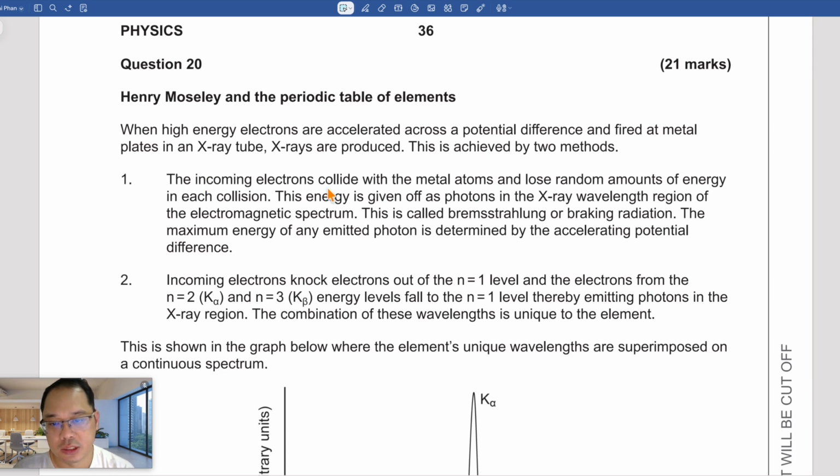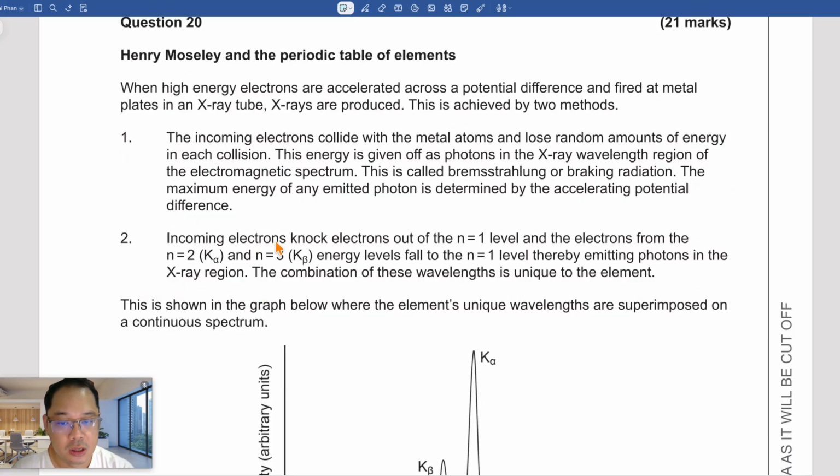The incoming electrons collide with the metal atoms and lose random amounts of energy. In each collision, this energy is given off as photons in the X-ray wavelength region of the electromagnetic spectrum. This is called bremsstrahlung, or braking radiation. The maximum energy of any emitted photon is determined by the accelerating potential difference.